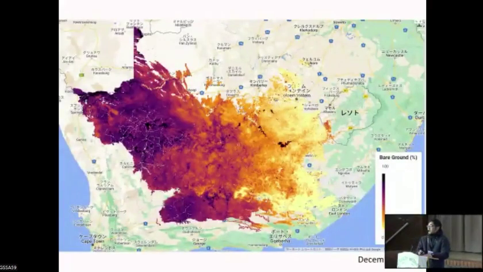And then I can use this relationship to map across Namakuru. This is the example for December 2023. It looks good because the dark purplish color is higher bare cover, and the yellowish color is more vegetation. This pattern corresponds to what we know about Namakuru. So it seems like this model is working.